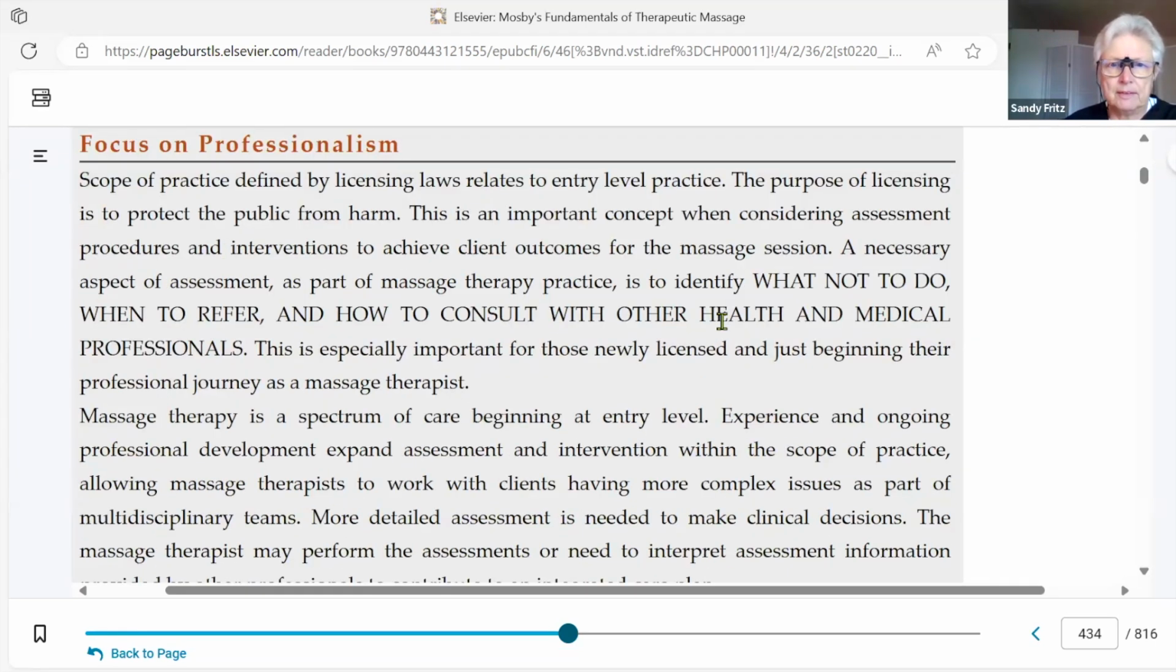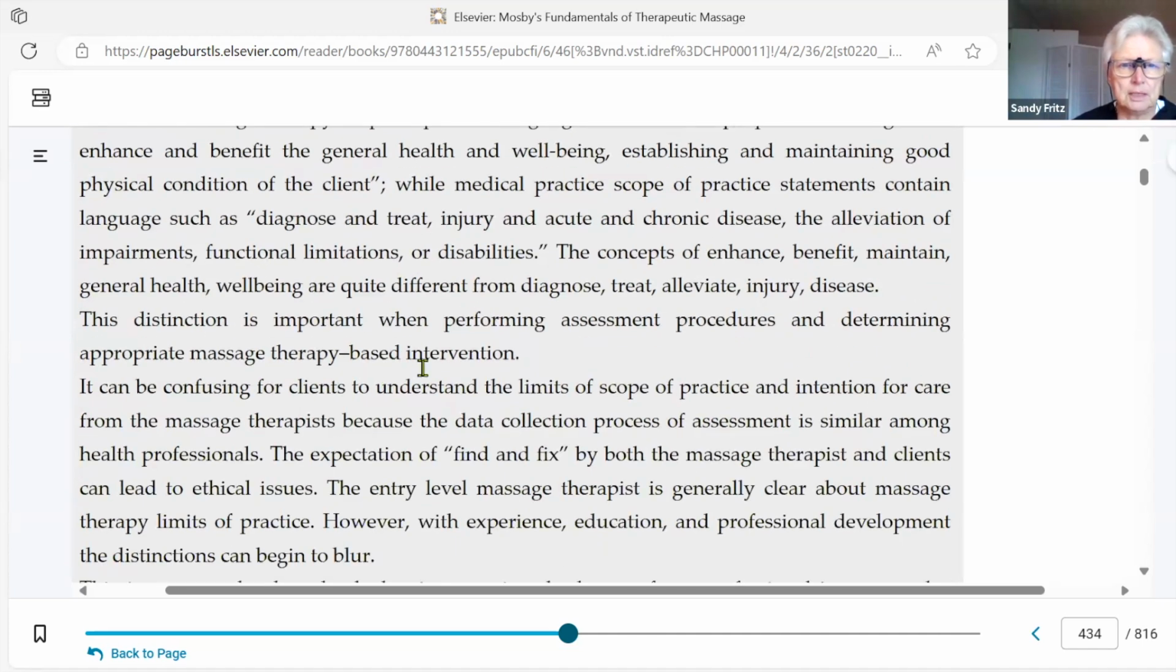So I really want to point this out. It is really important to identify what not to do, and then when to refer and how to consult with other health and medical professionals. Safety first. This isn't limiting the scope of practice of massage to do this. It's not limiting your skill set. It is enhancing and encouraging collaboration. So make sure you read this.